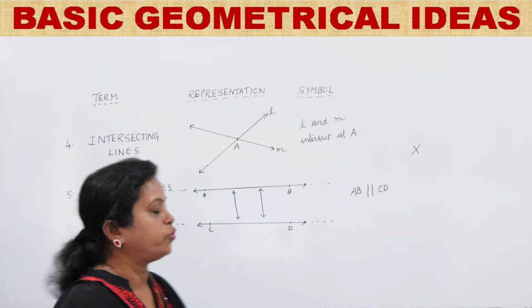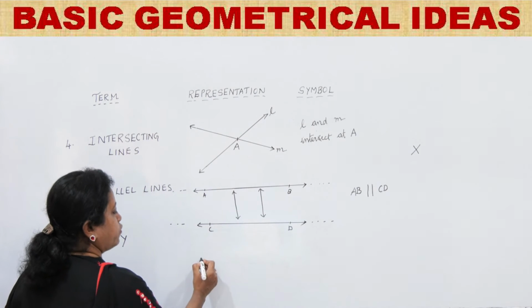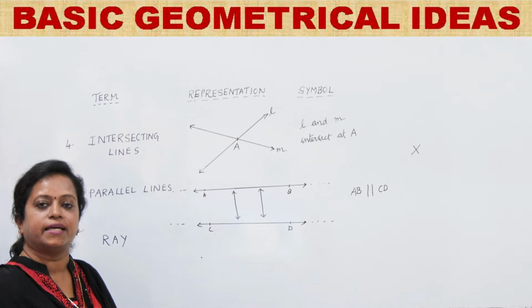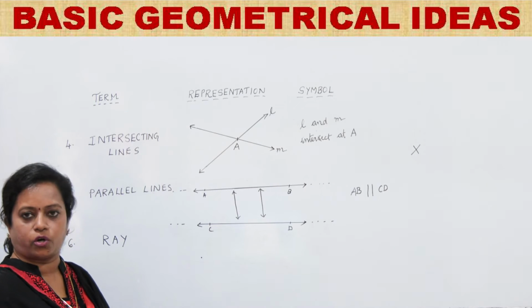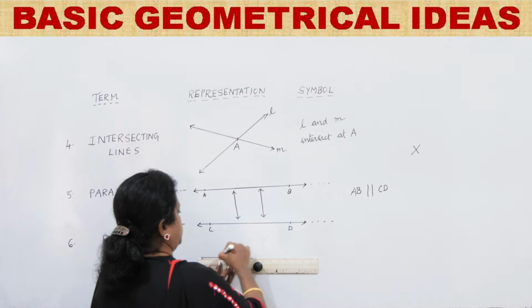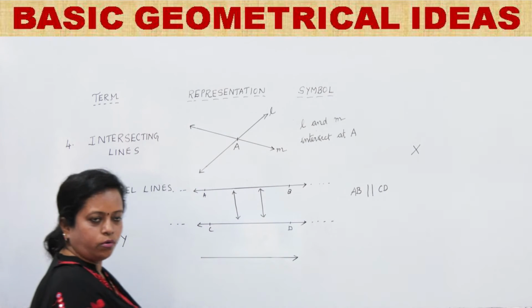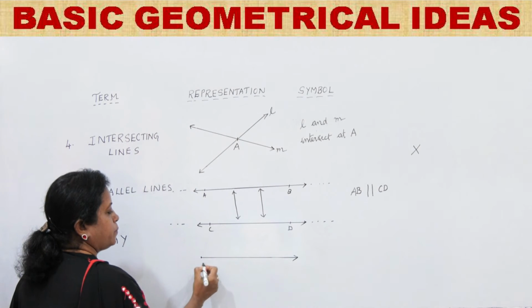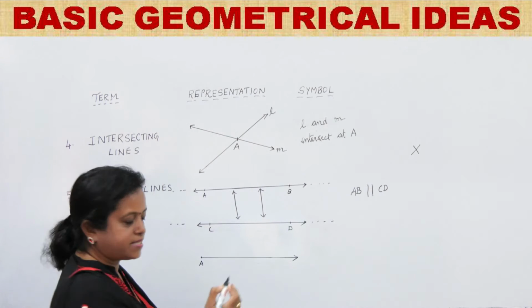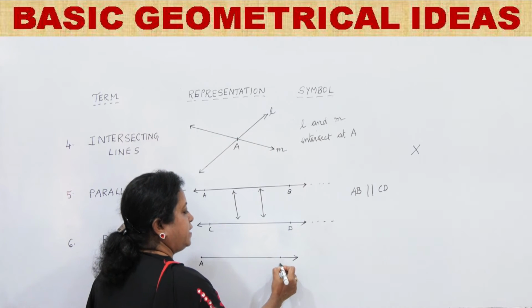Clear? Let me show you how it looks. There will be one fixed point, and the point from where the ray starts will be called the initial point or the starting point. And from this point, if I draw a line, I have to show the arrow. This point I will name A, and in the path of the arrow, I can take any point and name it.